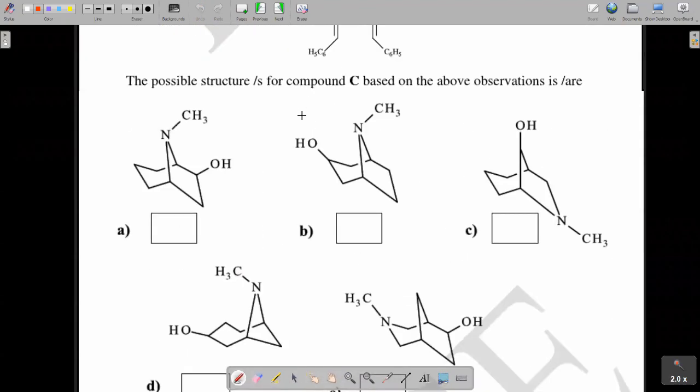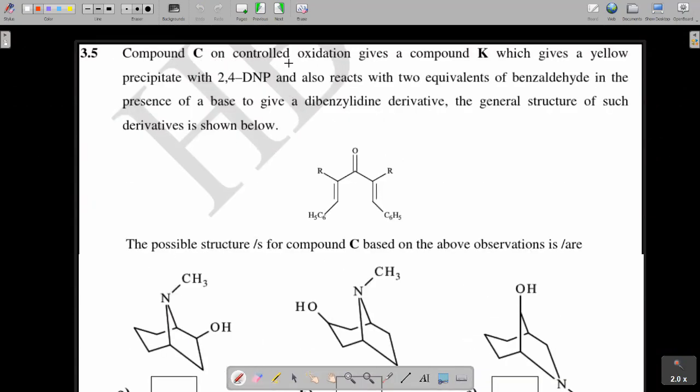Moving to question number 3.5. Compound C on controlled oxidation gives a compound K, which gives a yellow precipitate with 2,4-DNP. This yellow precipitate with 2,4-DNP is a characteristic of aldehyde or ketone. It also reacts with two equivalents of benzaldehyde in the presence of a base to give a dibenzylidene derivative. This particular line is for aldol condensation. They have given the dibenzylidene derivative's general structure.